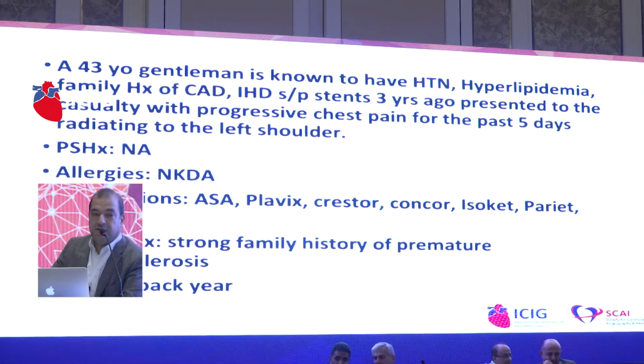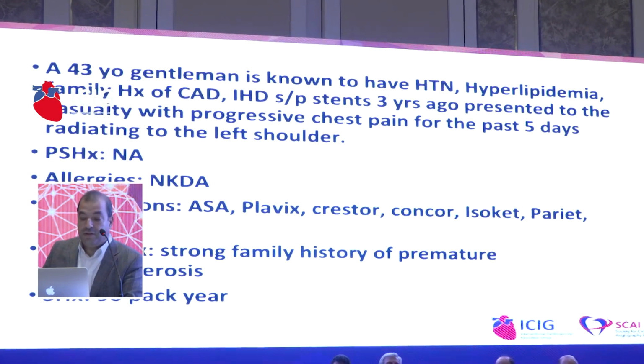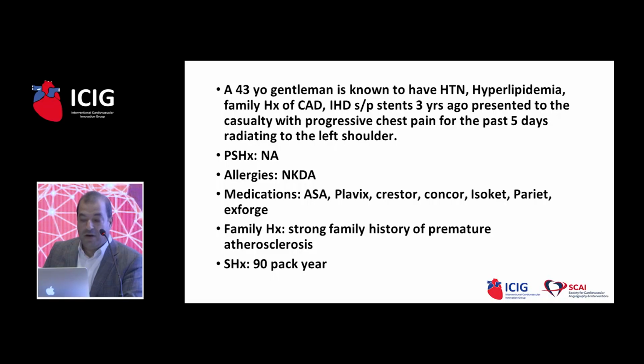My patient is a 43-year-old gentleman who's known to have hypertension, dyslipidemia, and a strong family history of coronary artery disease. He had ischemic heart disease and underwent stenting 3 years ago. He presented to the casualty with progressive chest pain for the past 5 days, radiating to the left shoulder.